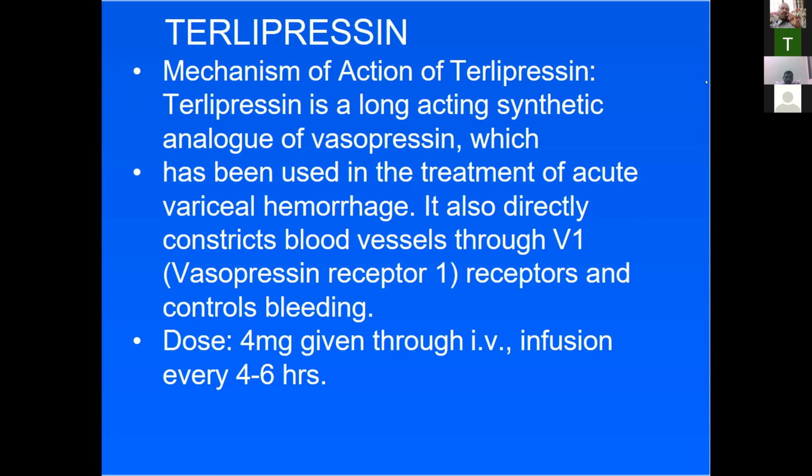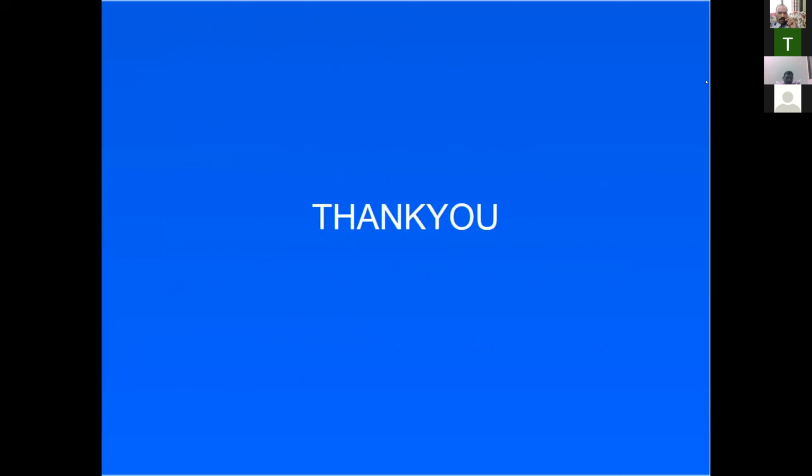And the dosage is 4 milligrams, given through IV infusion every 4 to 6 hours. This drug is also used to treat hemorrhage conditions. Why? Because it directly constricts the blood vessels through the V1 receptor. That is the mechanism of this drug. And it can also be used for increasing the blood volume and increasing the blood pressure.